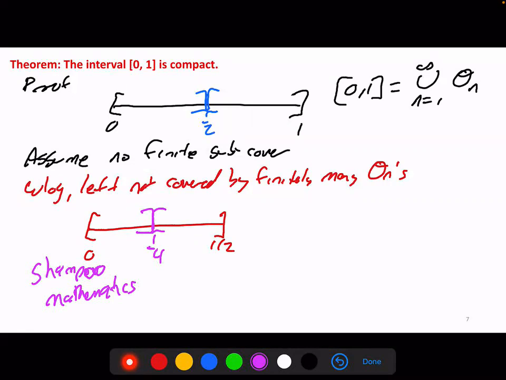So we keep doing this, and we're going to get a sequence of nested intervals. And the sequence of the nested intervals can never be covered by finitely many. So if you look at what's going on, we have an an and a bn, and it's going to converge to basically just a point, right? Well, because we have [0, 1] covered by open sets, that x has to be in some open set.